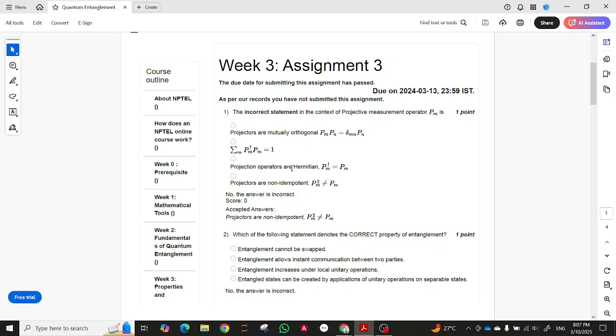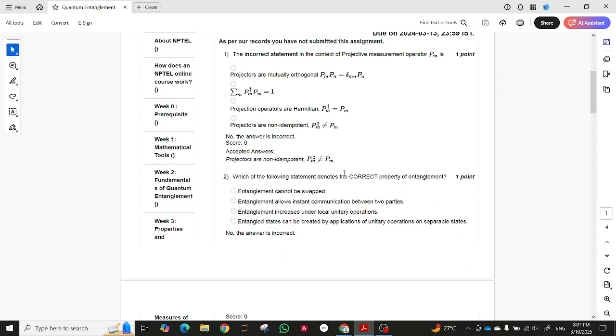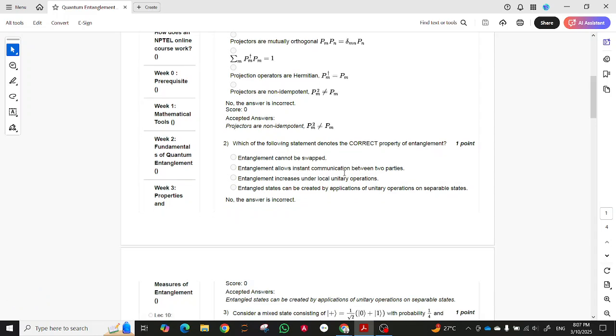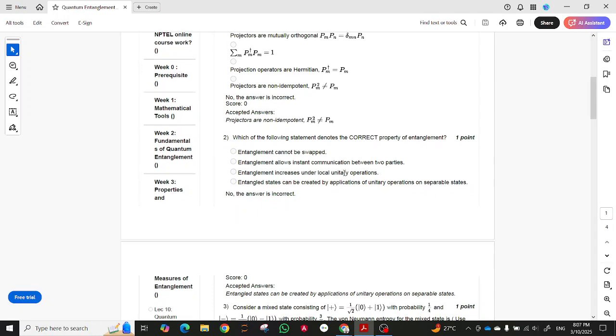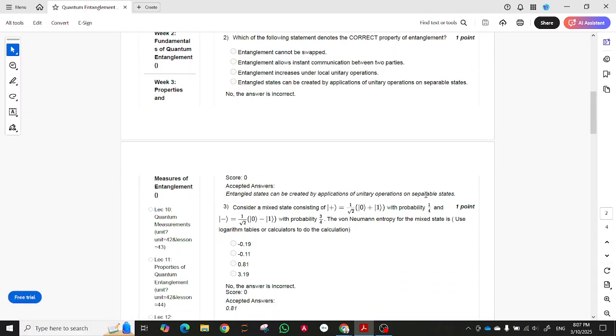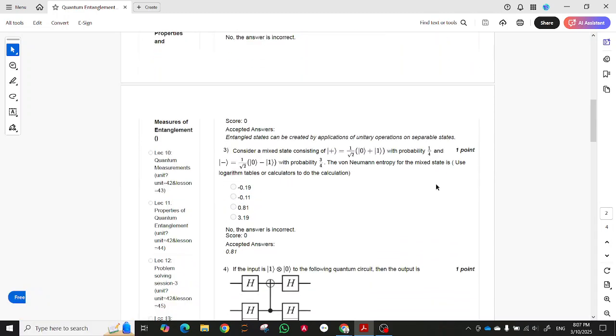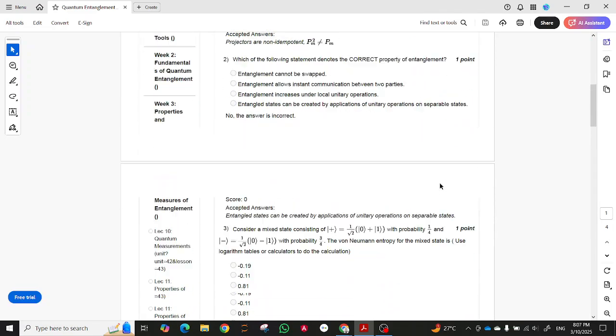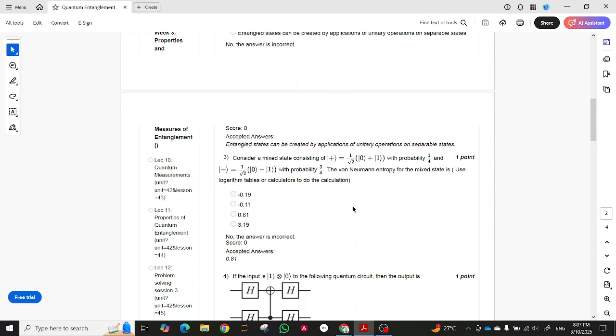First one, I think, is already done in the class. This is incorrect, right? For a projector operator, you need P_M squared equals P_M, right? So that is fine. Second one is entanglement, also already done in the class: entangled states created by application of unitary operations. First and second are done, right? If you don't understand, you ask. So I will start the third one, okay?